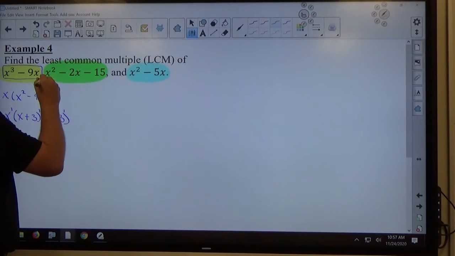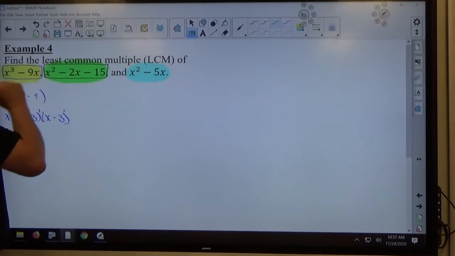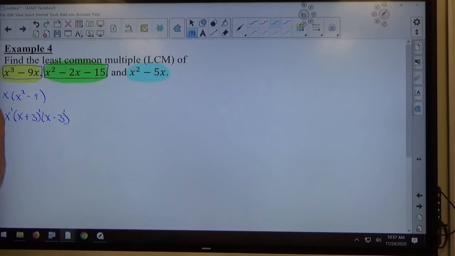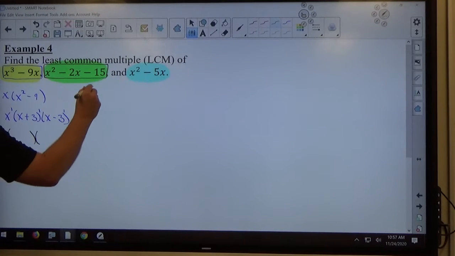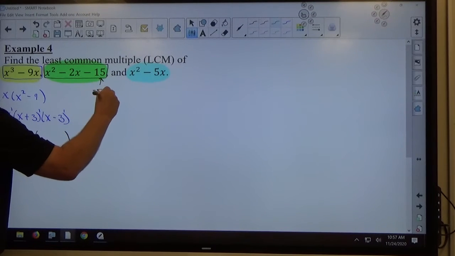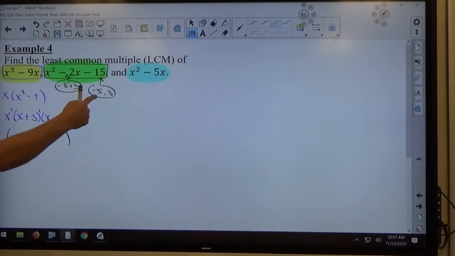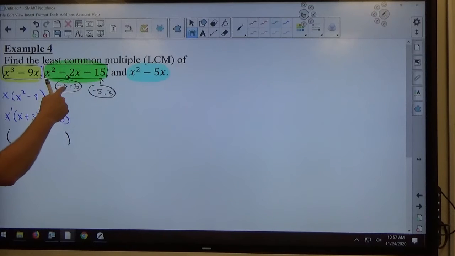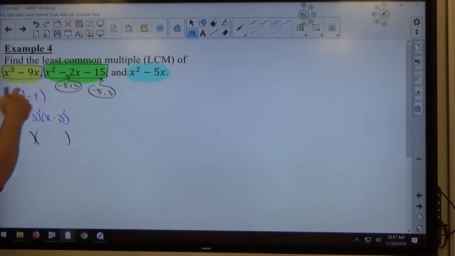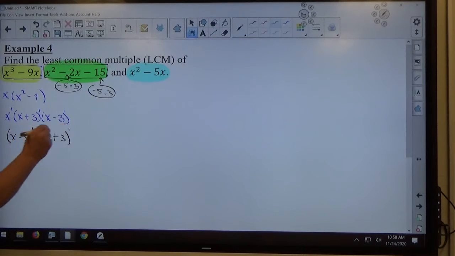The second expression, x squared minus 2x minus 15, that's just your basic quadratic trinomial, 1 in front of the x squared. So we're simply looking for two numbers that multiply to make negative 15, and also add to make negative 2. Negative 5 times positive 3 is negative 15. Negative 5 plus 3 is negative 2. So negative 5 and positive 3 are the magic numbers. So x minus 5 times x plus 3 is the factored form of x squared minus 2x minus 15. Again, there's no powers listed, so that's officially the first power and the first power.